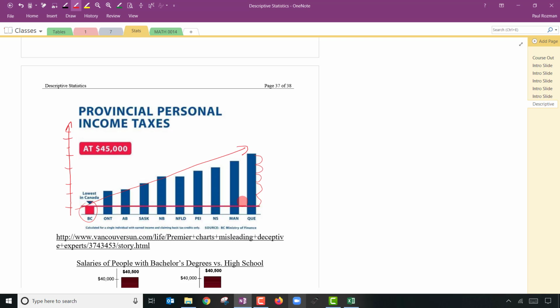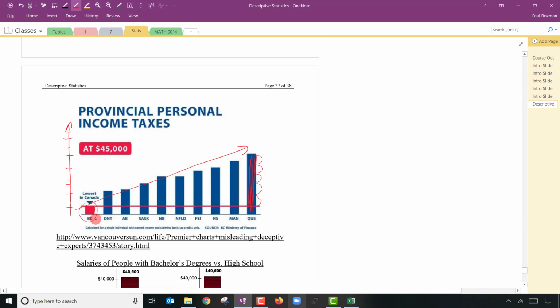The question is, is there a big difference between the BC income tax and the Quebec income tax? And when somebody fact checked them, it was like a $100 difference between these two values. So really, the provinces were roughly all the same. They just zoomed in so close that they made it look like BC isn't paying any income tax.